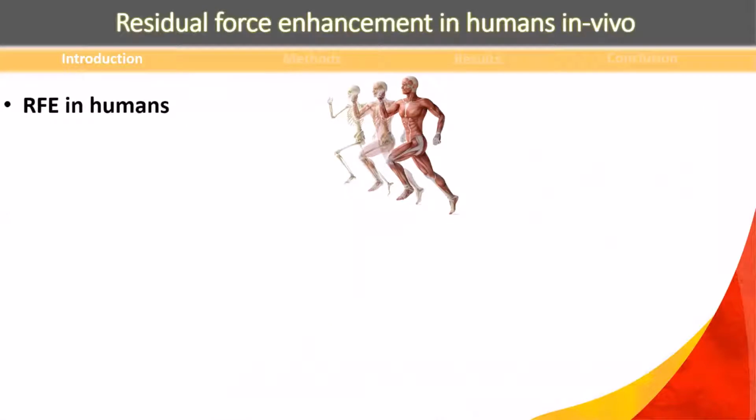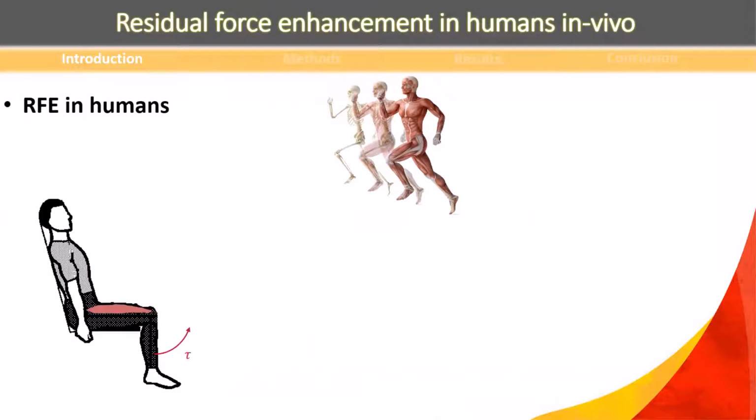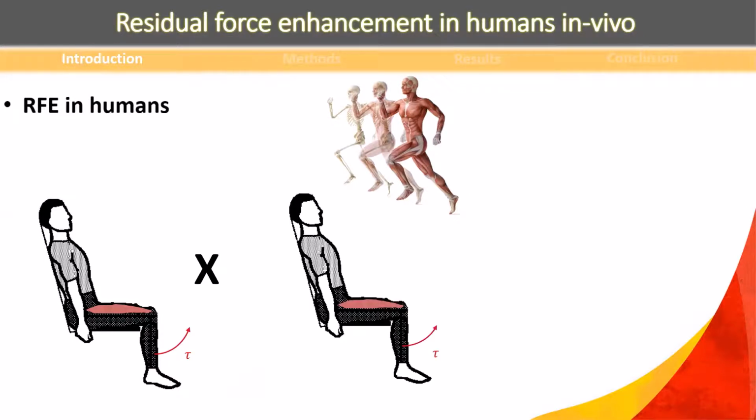There has been a great interest in investigating possible roles for residual force enhancement in the performance of in vivo contractions. The most common approach used is testing whether an isometric torque capacity of a muscle group at a given joint and activation level is greater when the contraction is preceded by an eccentric contraction. This has been called residual torque enhancement.